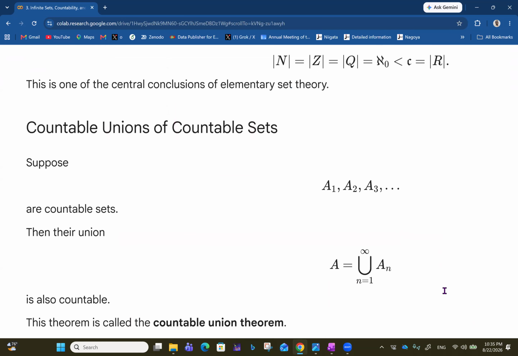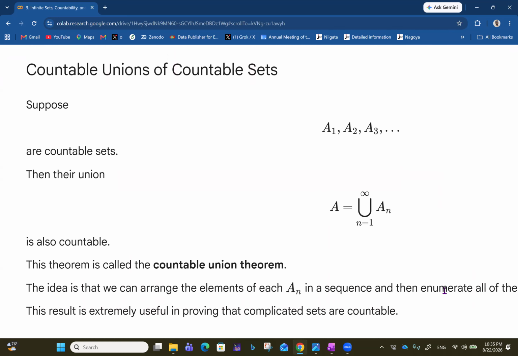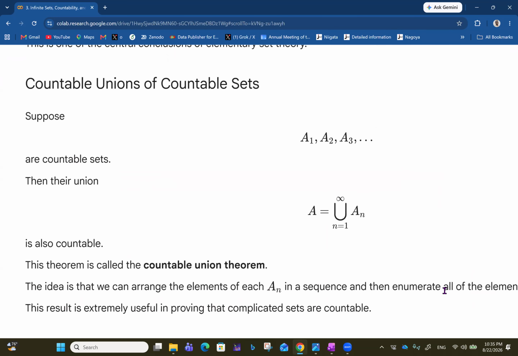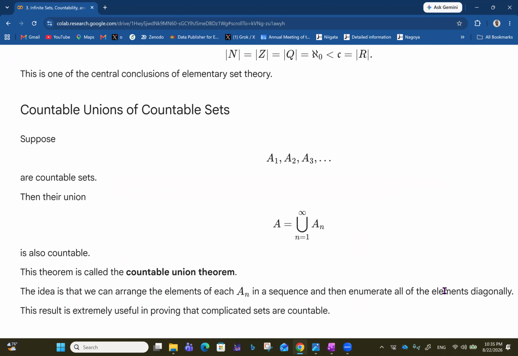And then talking about countable unions of countable sets now. So you have countably infinite sets that are countable, and you also want to take their countable unions like this. Suppose A1, A2, A3, and so on are countable sets. If you take all their union together, their union will also be countable. This theorem is called the countable union theorem.